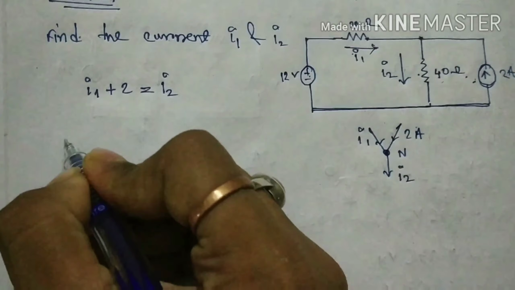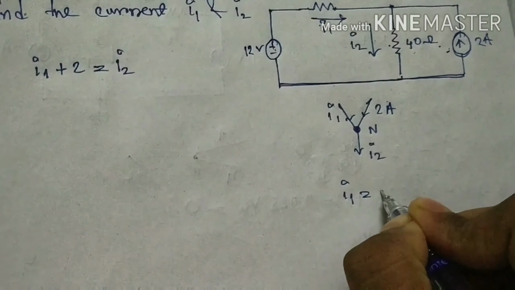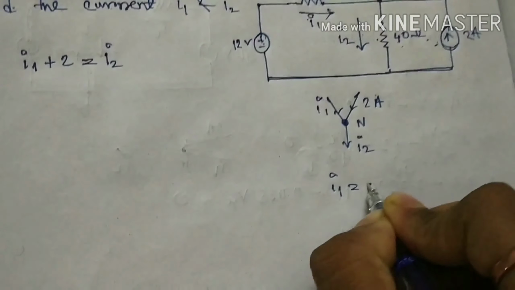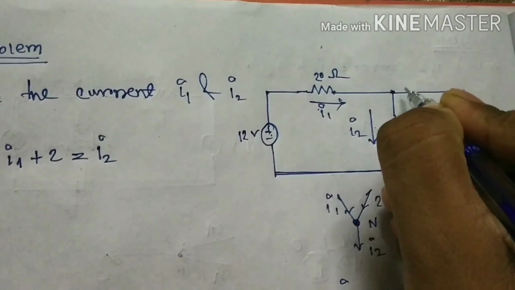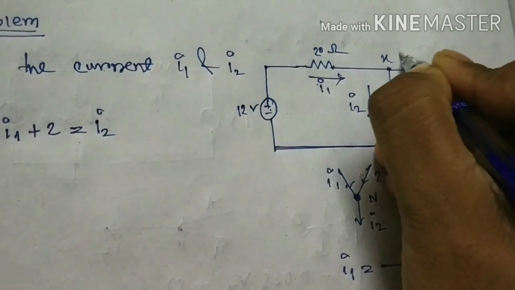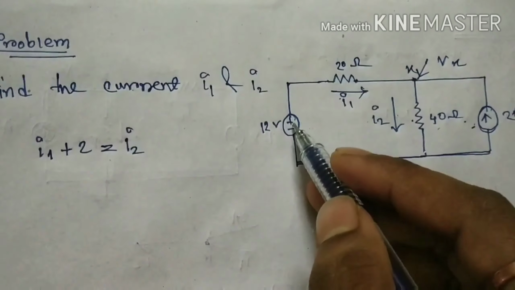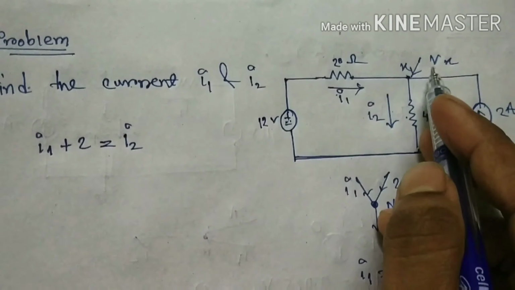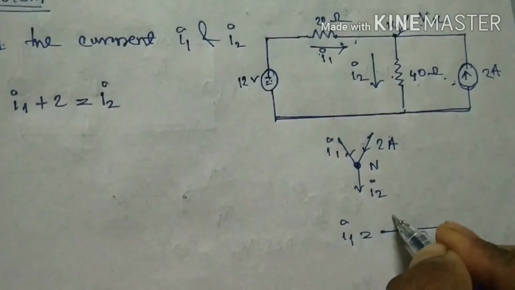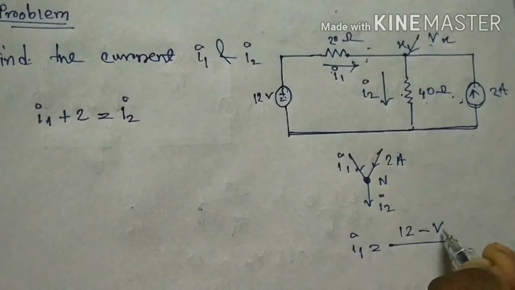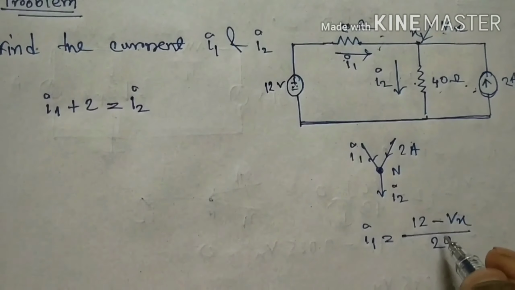Next, I1 will be equal to the voltage difference by resistance. Voltage difference means, if we assume this is the point X and the voltage at this point is Vx, then the voltage difference means 12 volt minus Vx, by 20 ohm, will be equal to the I1 current. That means (12 volt minus Vx) by 20 ohm. V by R, you know. V means voltage difference.